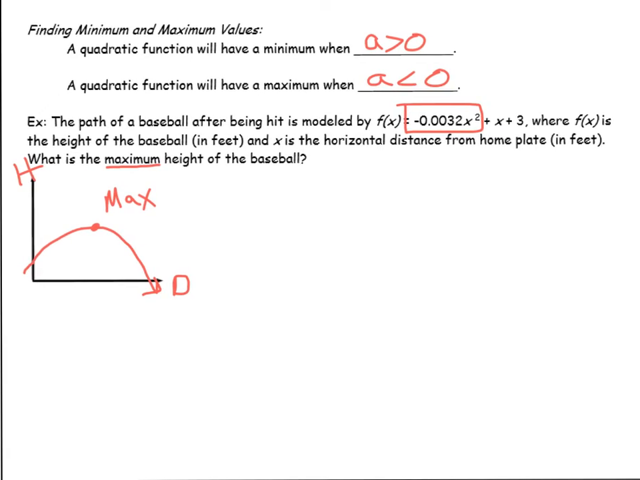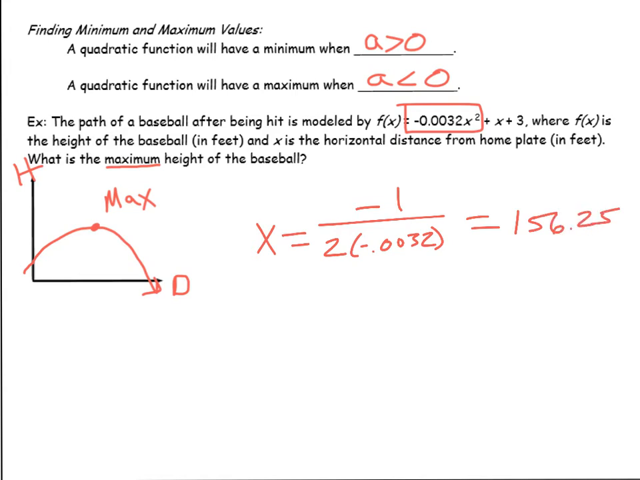Well, as soon as I realize it's a problem about a max, I go negative b over 2a. I get 156.25. The coefficients obviously have some little decimals in there, which is fine. It doesn't change how the formula works, even if the numbers aren't real nice.